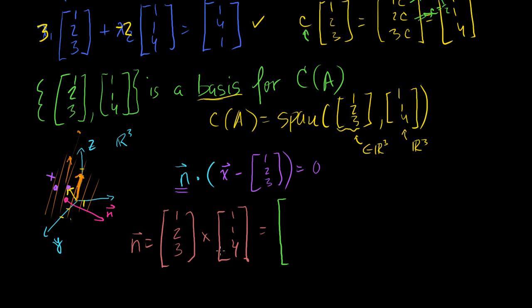I get 2 times 4 minus 3 times 1. 2 times 4 is 8. 2 times 4 minus 3 times 1, so 8 minus 3. Then for my second row, I have 1 times 4.